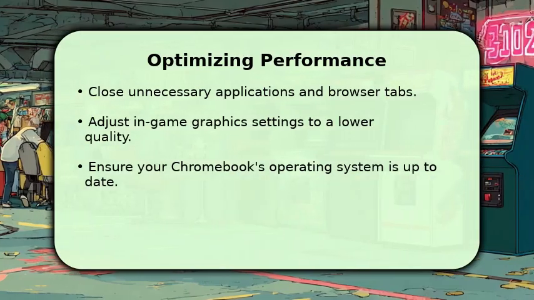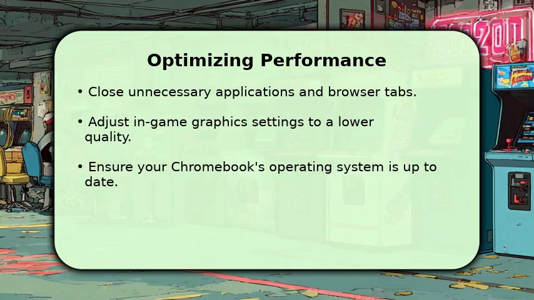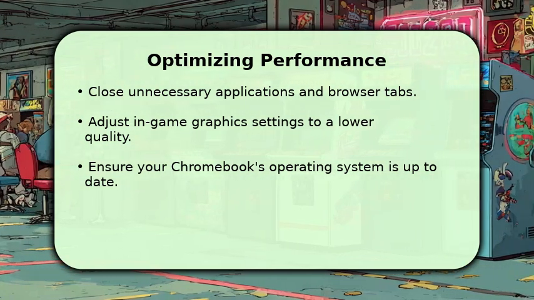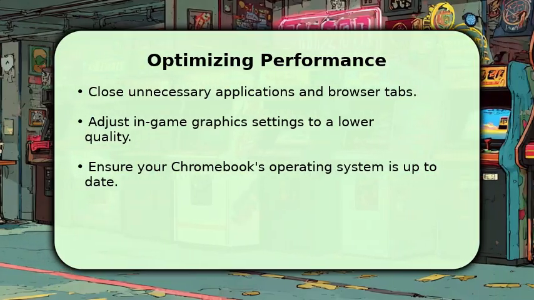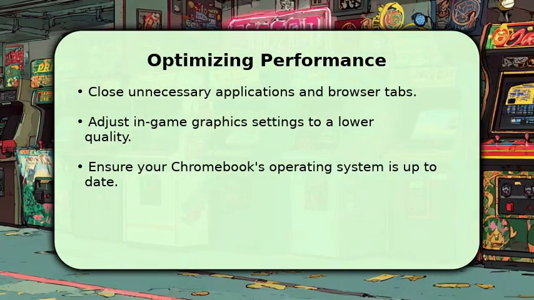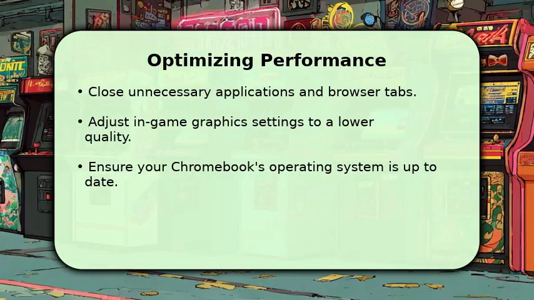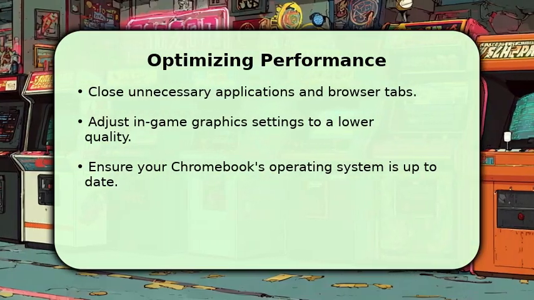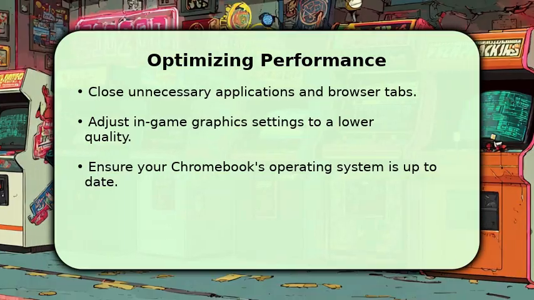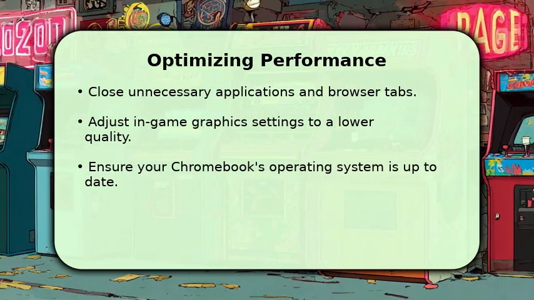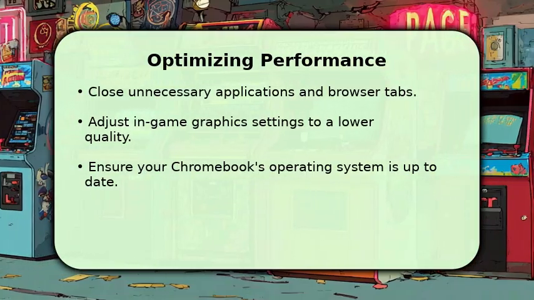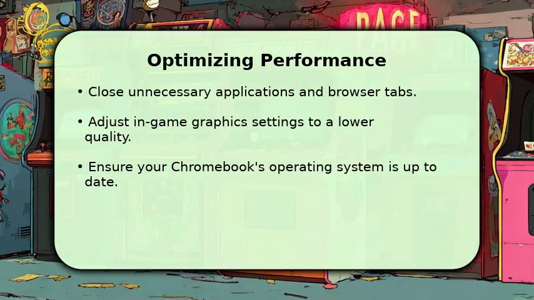To ensure a smooth gaming experience, consider optimizing your Chromebook's performance. Close any background applications or browser tabs that are not in use, as they consume valuable system resources. Within Roblox, navigate to the in-game settings and reduce the graphics quality to a lower preset. Additionally, always keep your Chromebook's operating system updated to the latest version for optimal stability and performance.